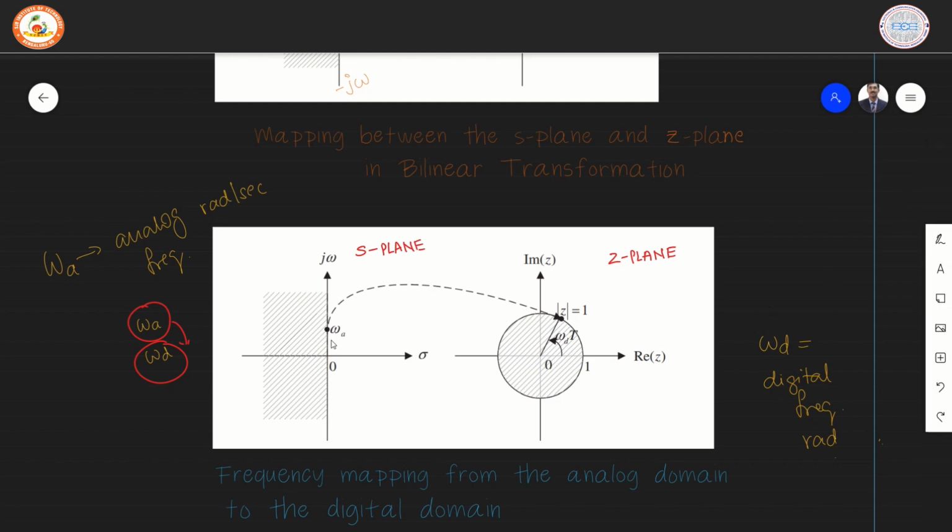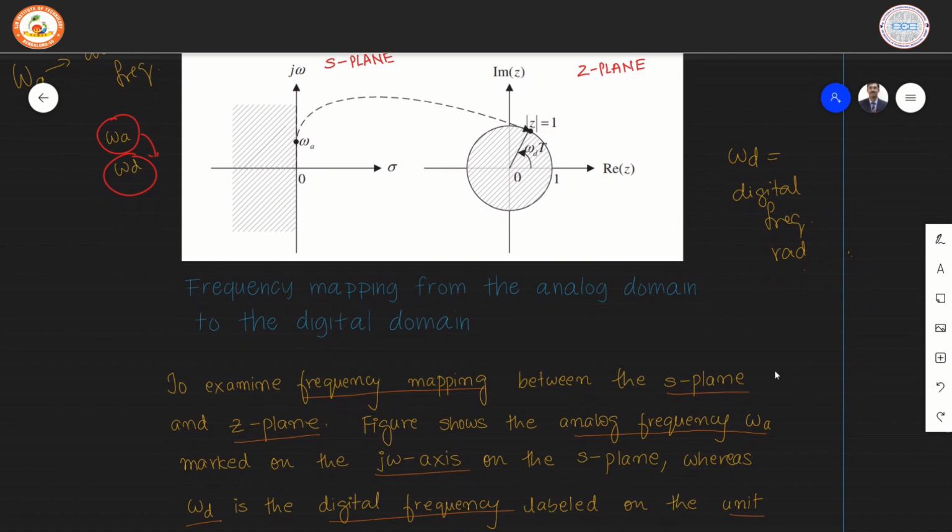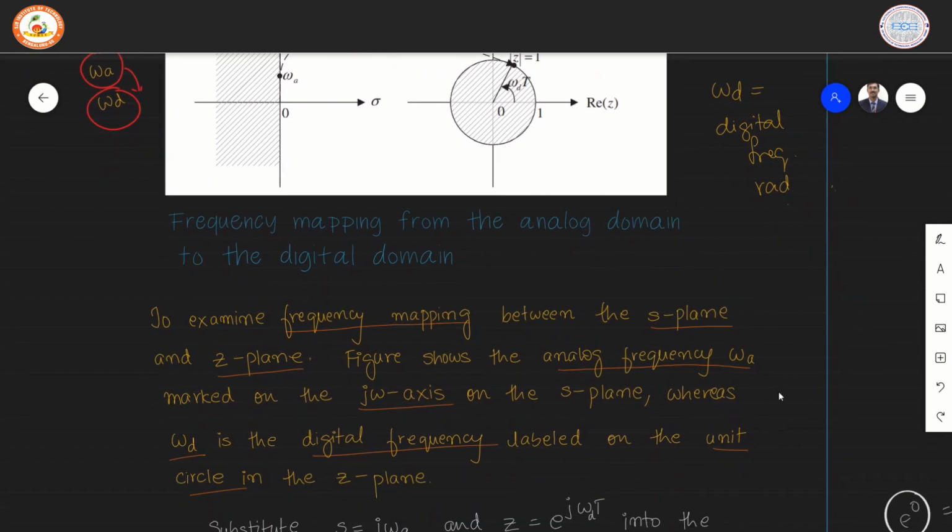Now, the mapping between the two frequencies is shown in the diagram. We observe that a frequency omega A, which is an analog frequency, maps onto a digital frequency omega D. If it lies on the j omega axis, it lies on the unit circle in this case. On the unit circle, we know the magnitude of Z is equal to 1, and the angle is given by omega D.